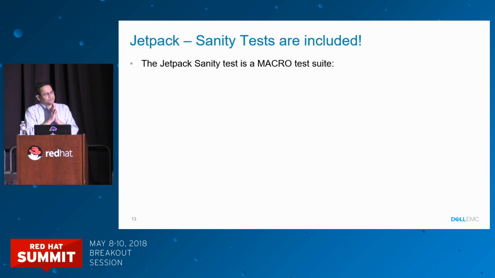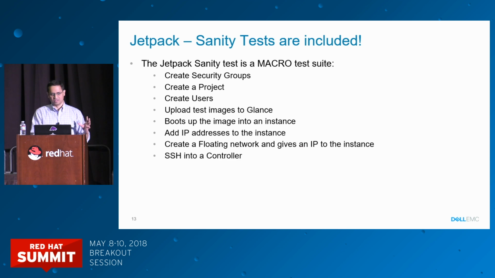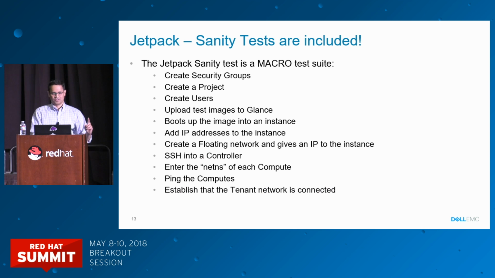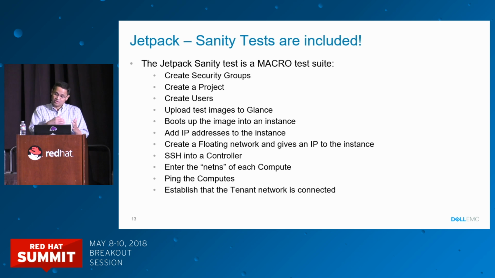All right, so you deployed Jetpack, you deployed your overcloud, your OpenStack using Jetpack. What now? How do you know that everything worked? For that, Jetpack has an extension called sanity tests. It's essentially a macro test suite, and it does a bunch of things for you. Create security groups, create projects, users, upload images, boot up an image, add IP addresses. Then a floating network is created, an IP address is given to the instance, SSH into a controller, then from the controller into the net NS to that compute, and then ping that compute. And when you establish that the tenant network connection is established, that is when you know that most of OpenStack is operational.